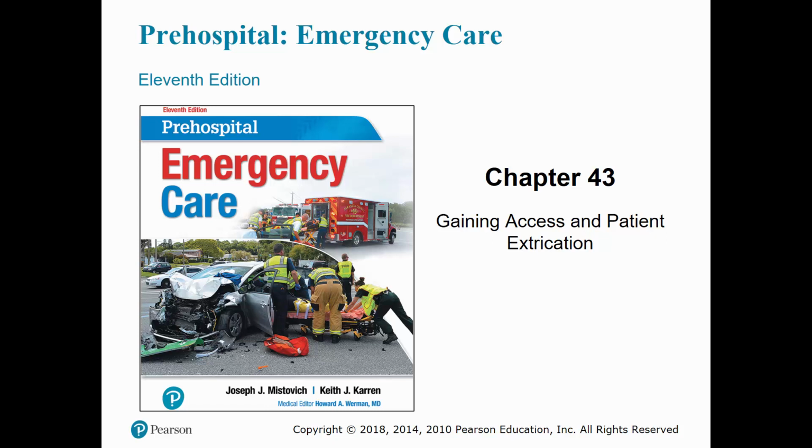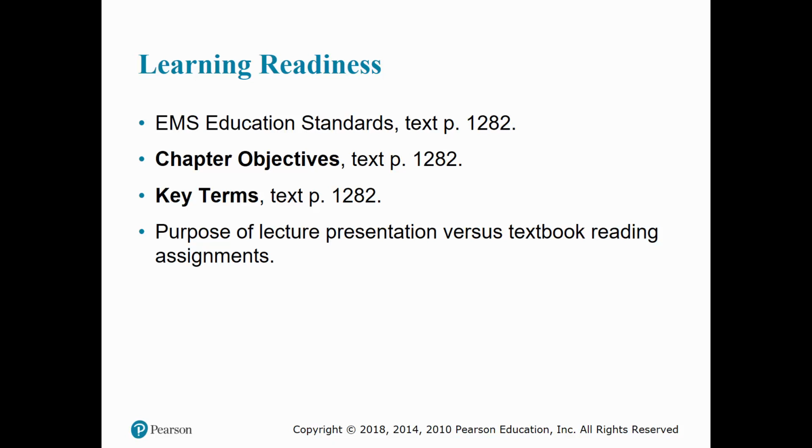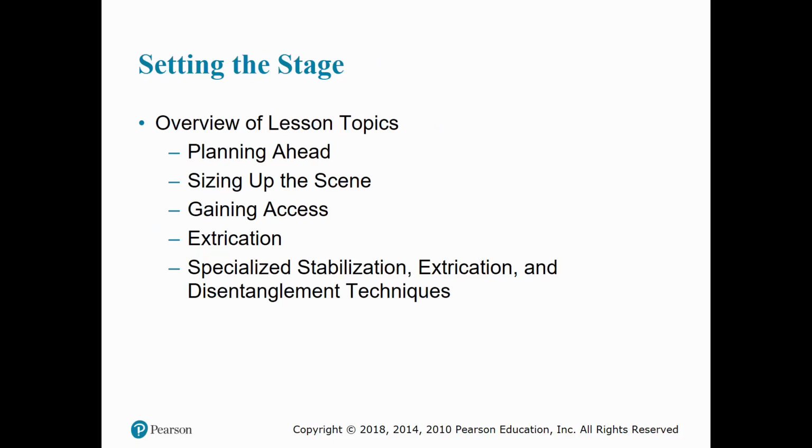Hey everybody, so today we're going to be discussing Chapter 43, discussing how do we gain access to a patient who is involved in a motor vehicle accident as well as extrication. In this chapter we'll discuss how we plan for this, how do we size up the scene, gain access, extricate, as well as some specialized equipment that we may use to help stabilize or disentangle patients.